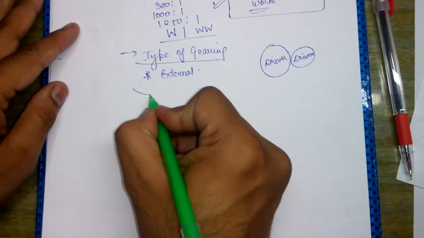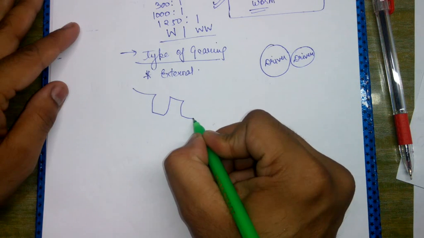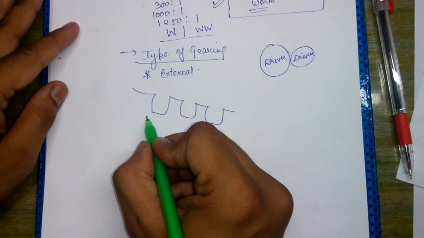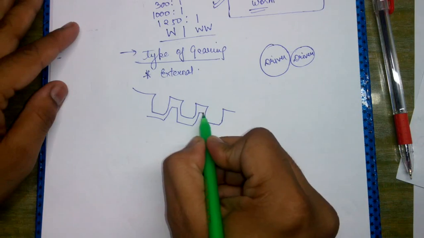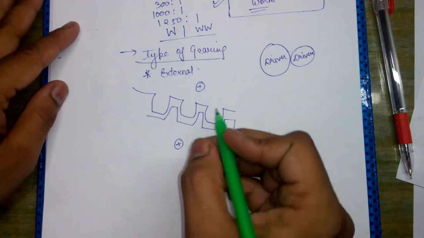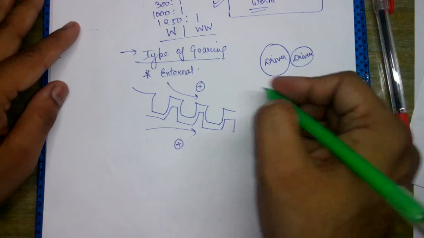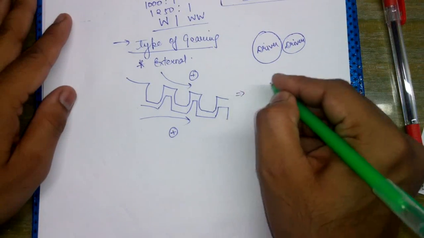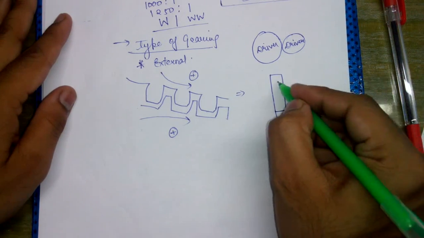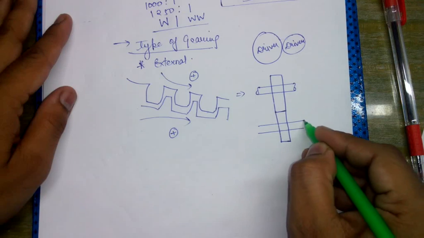So in case of the external gearing, what will be observed? The gearing would be done in such a manner that the teeth are actually in contact externally. This is the center of the first gear, this is the center of the second gear. It is rotating in this direction and it will be rotating in this direction. So if we draw the side view, this can also be seen like this. This is one of the gears, this is another gear, and we will draw the shaft corresponding to this, shaft corresponding to this.